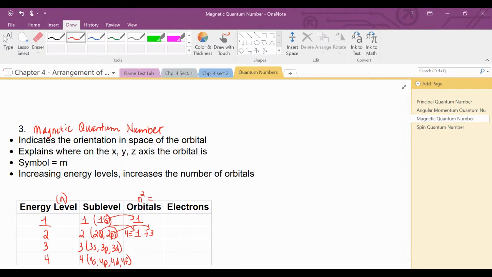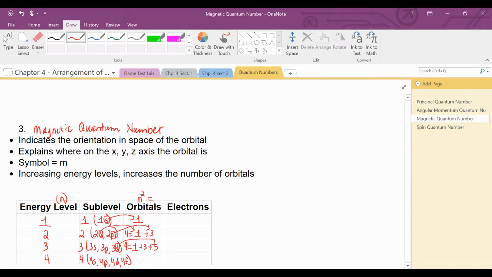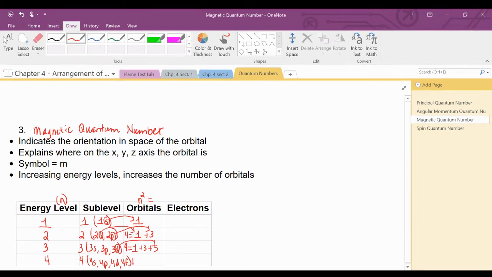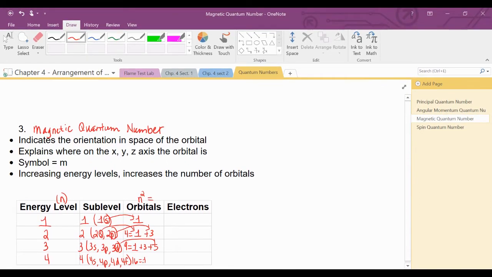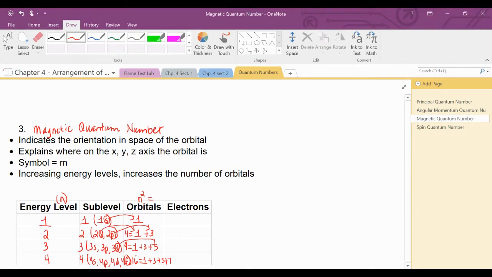If I take 3 and square it, we get 9. So again, here's how I get that. The 1 in 3s, the 3 in 3p, and if we go back and look at our notes on the angular momentum quantum number, d has 5. If I take 4 and square it, I get 16. So again, 1 in s, 3 in p, 5 in d, and f has 7.